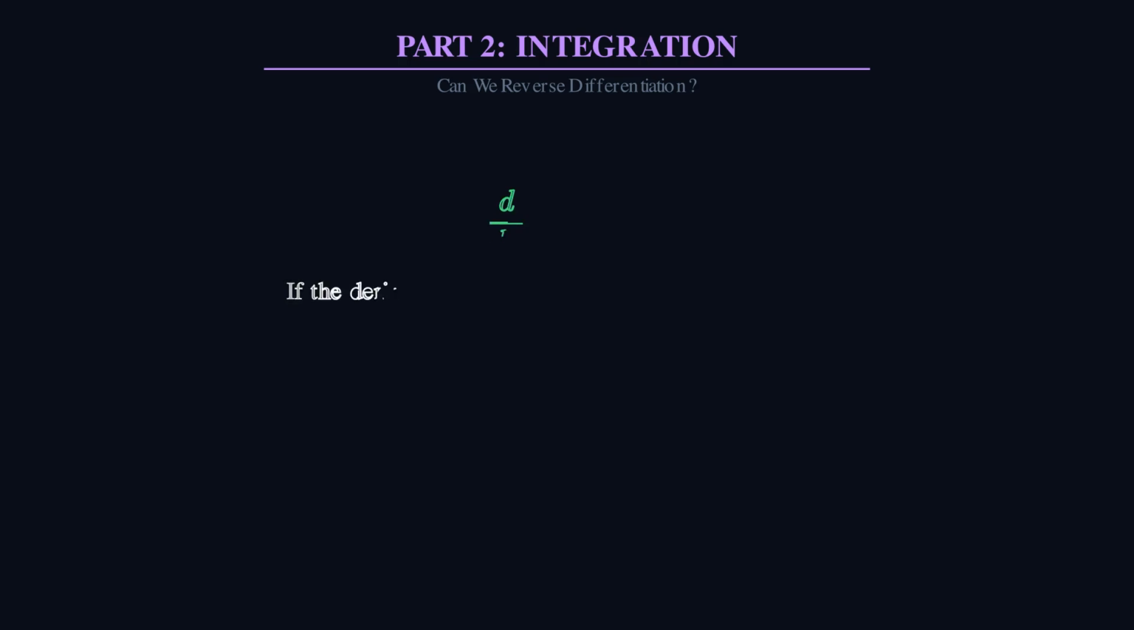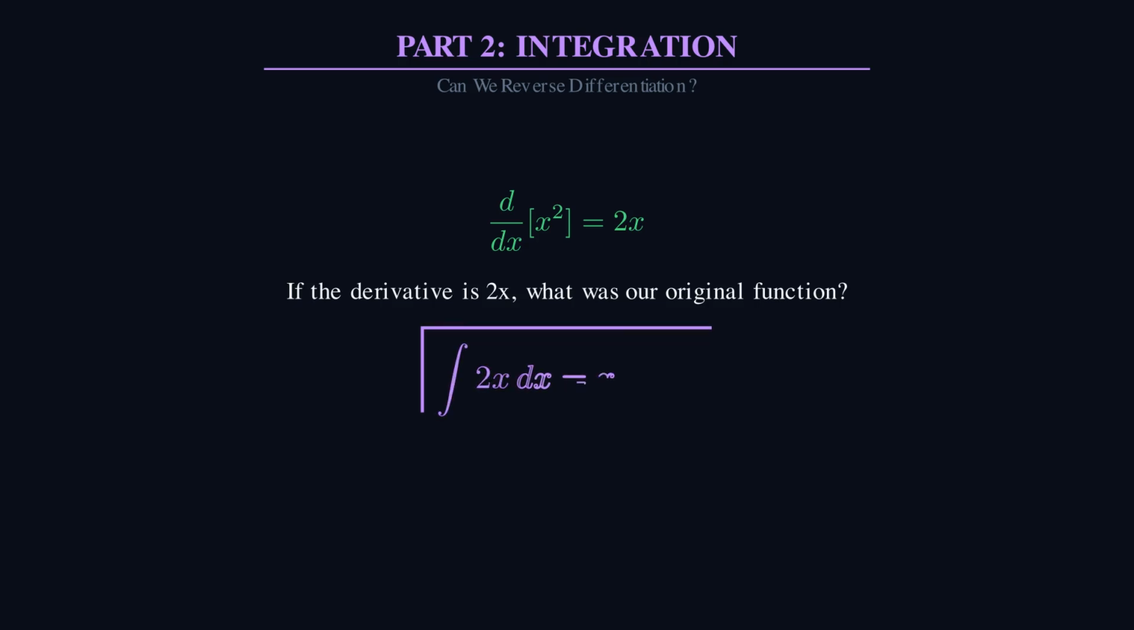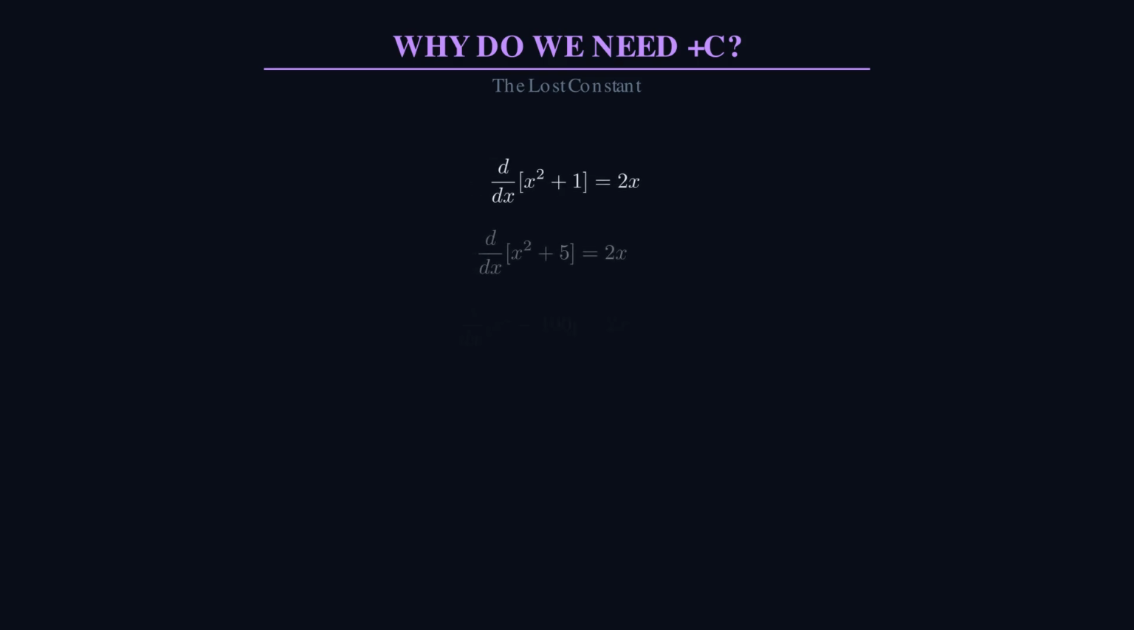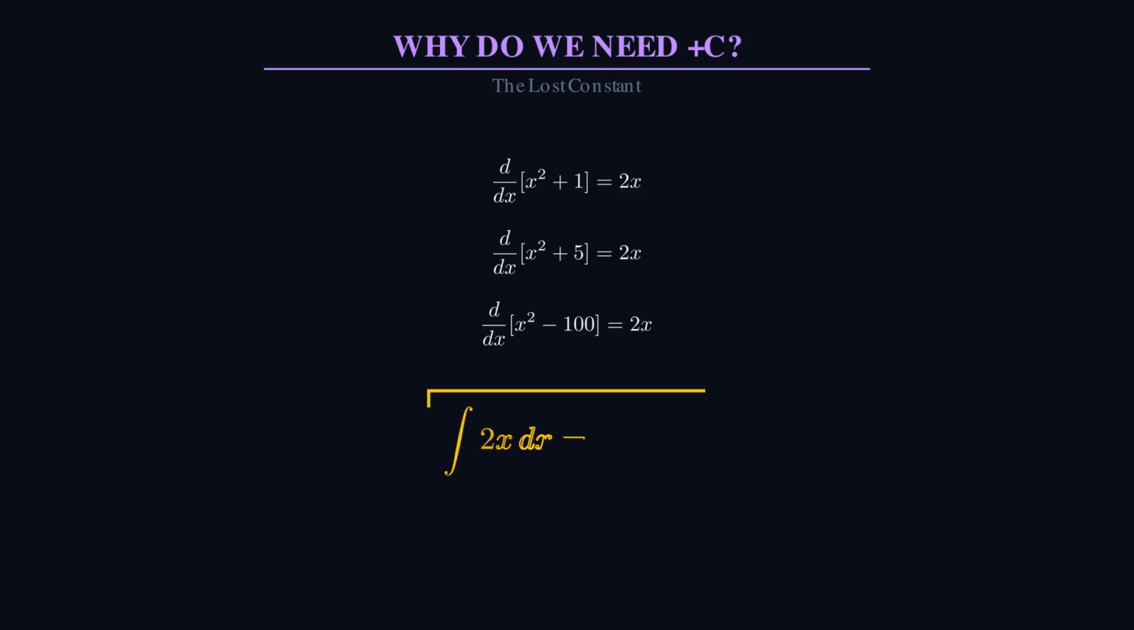Can we reverse differentiation? If the derivative is 2x, what function did we start with? Integration provides the exact answer. Differentiating x squared plus 1, plus 5, or minus 100 all produce 2x, because the derivative destroys constants. Since we cannot know the original constant from the derivative alone, integration always adds plus C.